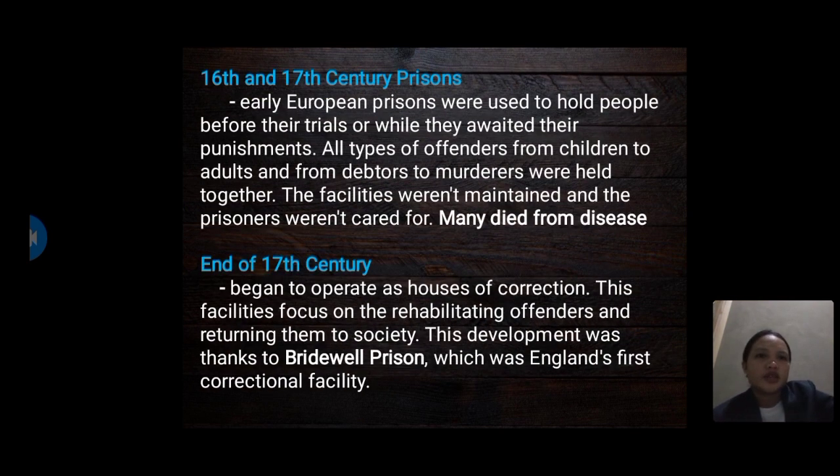So next is the 16th and 17th century prisons. Early European prisons were used to hold people before their trials or while they awaited their punishment. So the facilities weren't maintained and the prisons weren't cared for. A lot of people died from diseases. So by the end of the 17th century, prisons began to operate as houses of correction.